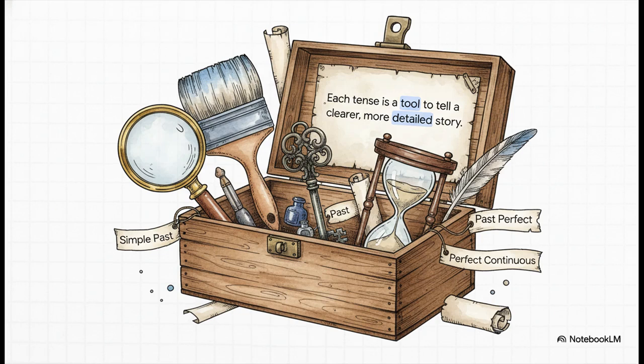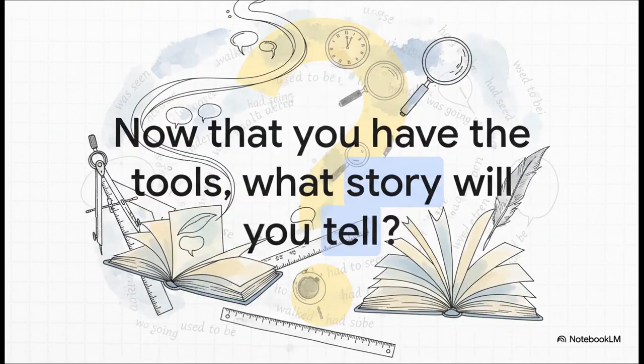So, the big idea to take away from all this is that these tenses, they're not just a bunch of boring grammar rules you have to memorize. They are specific, powerful tools in your communication toolkit, and each one is designed to help you tell a clearer, richer, and way more detailed story about the past. It's a complete toolkit for being precise and clear. So now that you've got the tools and you know how to use them, the only question left is, what story are you going to tell about your past?